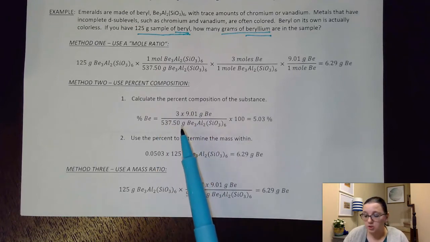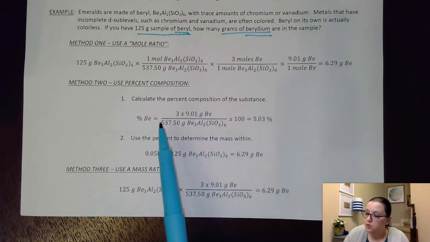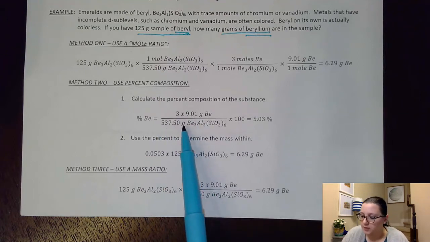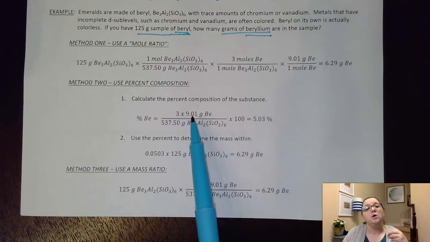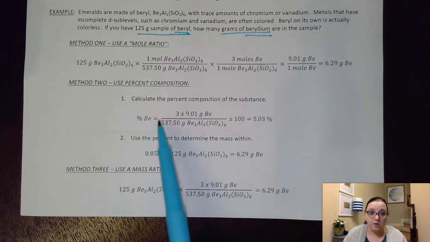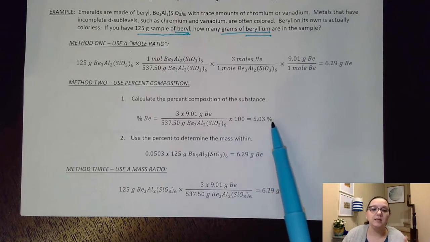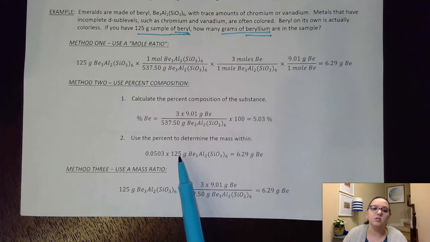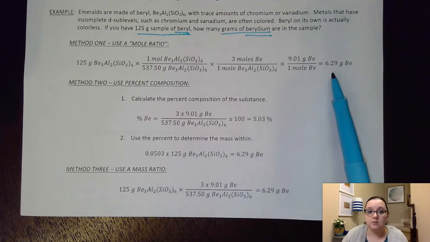Some other options you also have to solve this particular problem is that you could have set up what's called a percent composition. Percent composition is where you have the mass of the element inside of the compound over the total molar mass of that substance. So for example, here out of the Beryl compound, there were 3 berylliums inside of it. So 3 times 9.01, the molar mass of beryllium, grams came from beryllium out of the total of the 537.50. I then multiplied by 100 to get into a percent, and then I could apply that percentage to the original 125 grams. Now, obviously, applying a percentage, you have to change it back into a fraction, and so then that gets the answer that we saw up here of 6.29.